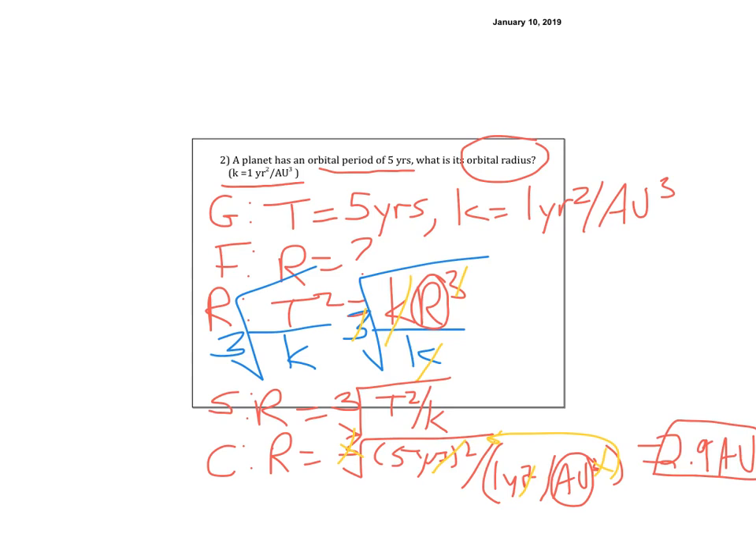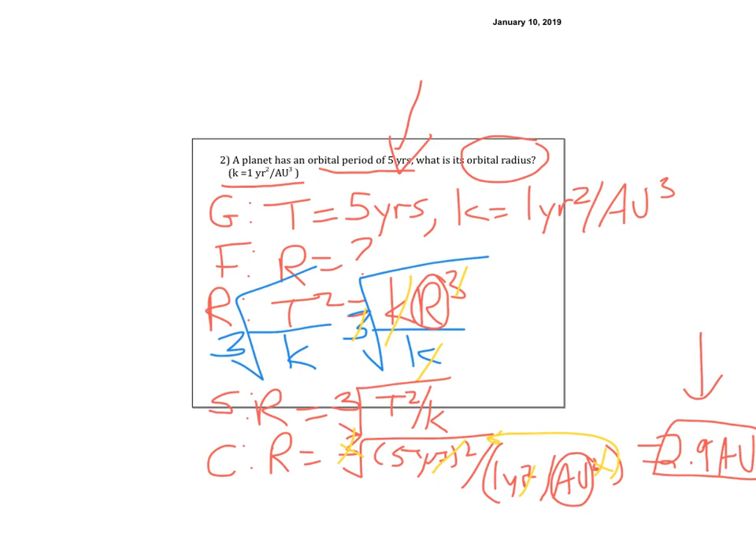Well, 5 years is 5 times as long as the Earth takes to go around. So it would make sense that it would be a little bit further out, right? Because it's t squared, r cubed. Not directly related, but they're close, right? So always do that check. Does it make sense? Yeah, that makes sense. We knew it was going to be more than 1.